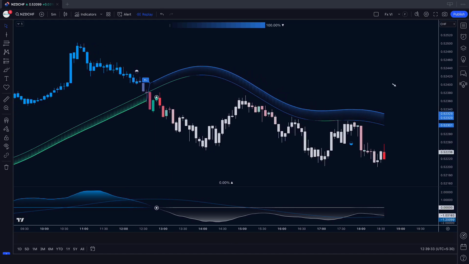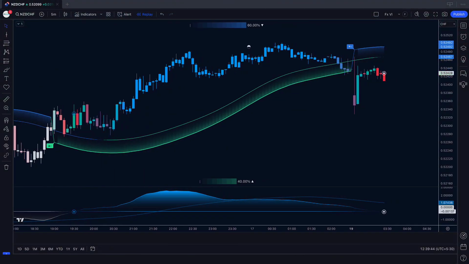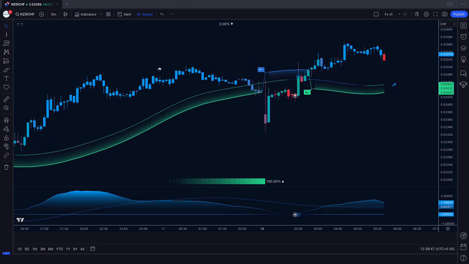Whether you are a beginner or an experienced trader, this indicator is for you. It is best for both scalping and day trading. These indicators can give you a clearer reversal signal of the market.